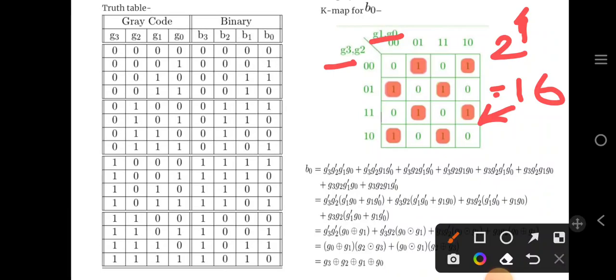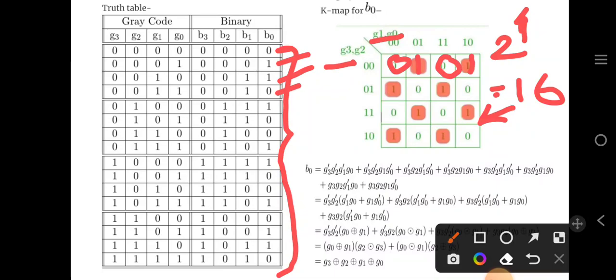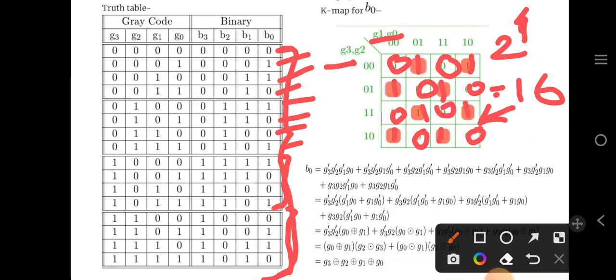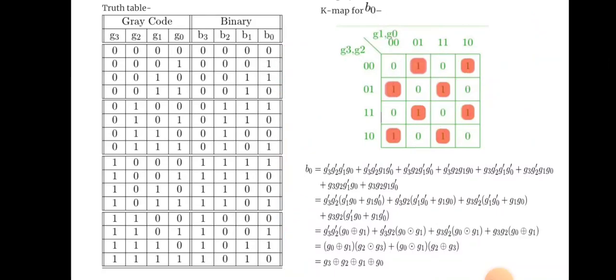Now referring to this last column, you can put these numbers in the K map. So first 0, 1, 1, 0. Then 1, 0, 0, 1. Then 1, 0, 0, 1. And lastly 0, 1, 1, 0. So in this way we will put all these bits in this truth table.